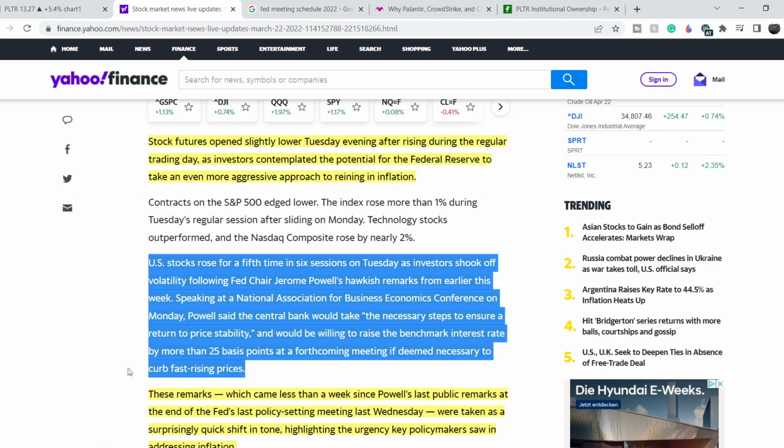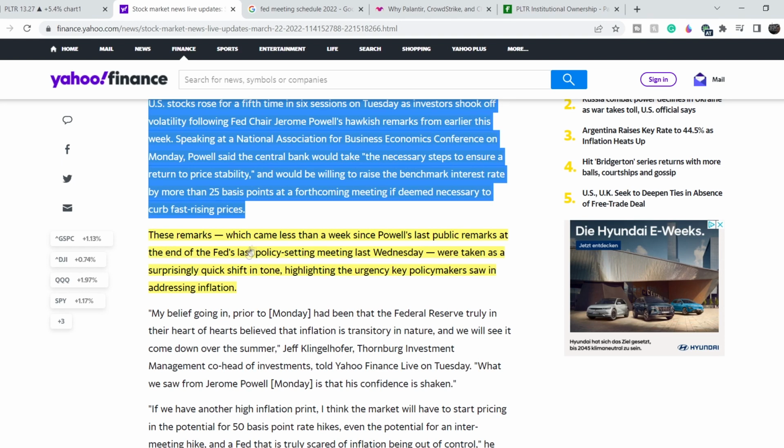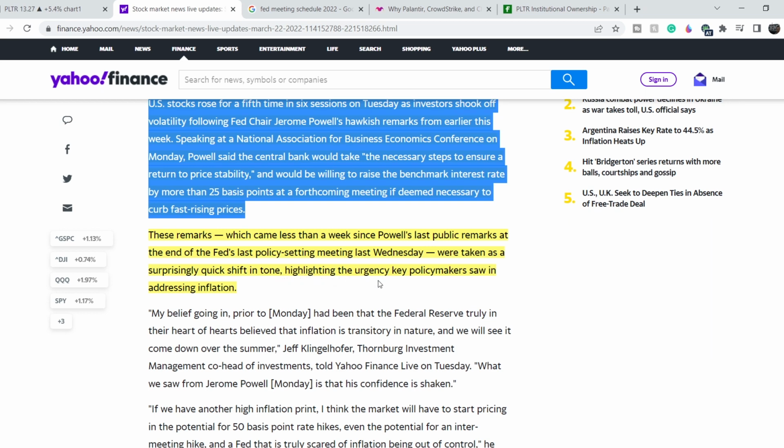So, let's continue with this statement. These remarks, which came less than a week since Powell's last public remarks at the end of the Fed's last policy setting meeting last Wednesday, were taken as a surprisingly quick shift in tone, highlighting the urgency key policymakers saw in addressing inflation. And definitely the next meeting might be crucial for the forecasts, and we have to be very cautious before the beginning of May.